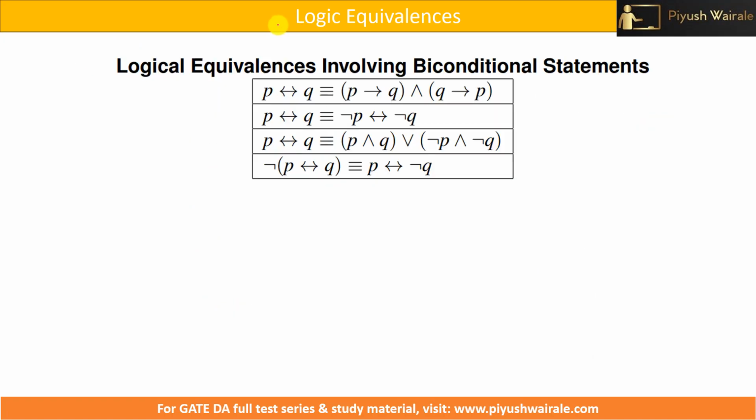Now, the logical equivalence involving bidirectional statements. So P bidirectional Q is equivalent to P implies Q and Q implies P. This also we have discussed, right? So please try to keep a note of these particular expressions and equivalence rules.